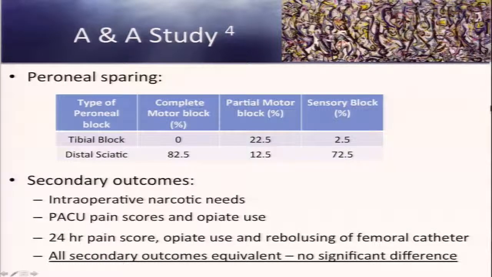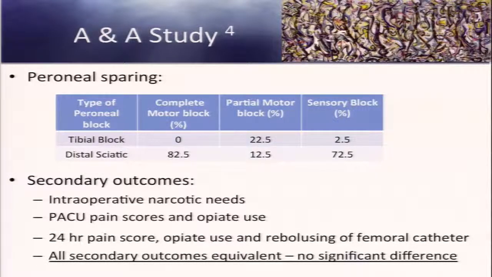So in this study, however, they were able to successfully have peroneal nerve sparing. You see, these are the types of the peroneal nerve blocks, either complete motor block, partial motor block, or sensory block. And for the selective tibial, they had 0% complete motor block with their technique for a tibial block. They did have some partial motor block, but this still allows for monitoring of the common peroneal nerve. Afterwards, if you have a peroneal nerve palsy from surgery, you're unlikely to have only a partial block. It's much more likely to be a complete block.